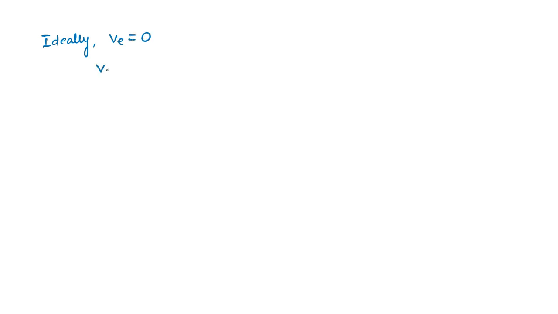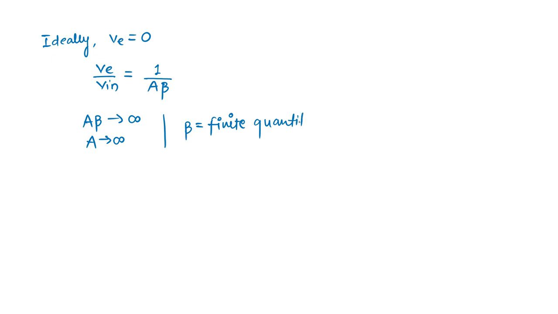What is the error? Actually, relative error is nothing but 1 upon A beta. So let's say it is infinite. It directly means A is infinite, because beta is some finite quantity. So the larger this loop gain means A is higher. So A is infinite means this relative error is zero.